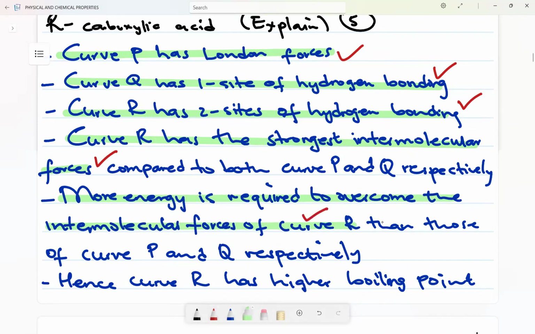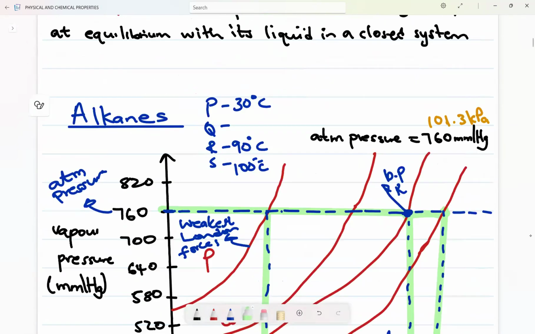Then if maybe the examiner continues, hence curve R has a higher boiling point, maybe. Yes. Okay. This is now us being in a position of knowing how to interpret these graphs.